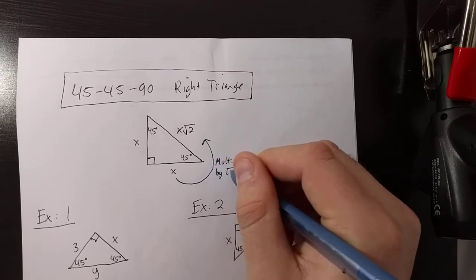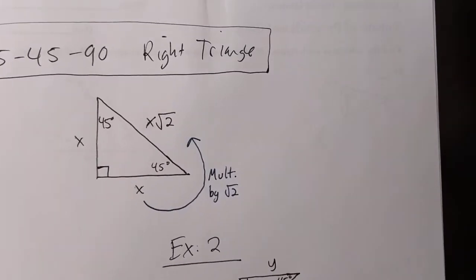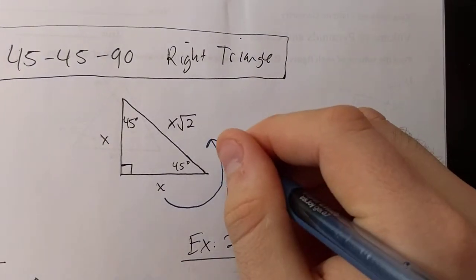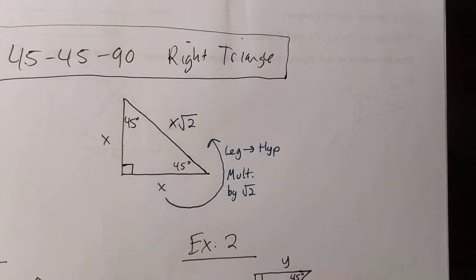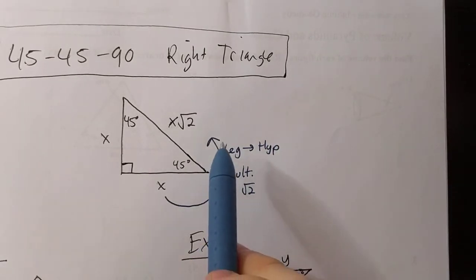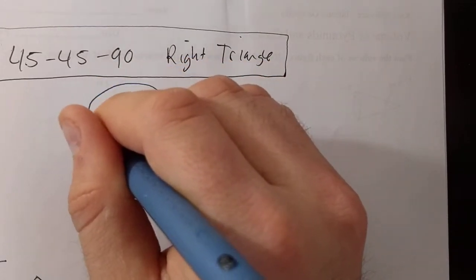So if you're going to find a hypotenuse given a leg, you're simply going to multiply by square root 2. And that's if you're going from leg to hypotenuse. To reverse direction, just do the inverse operation. I'm going from hypotenuse to leg.